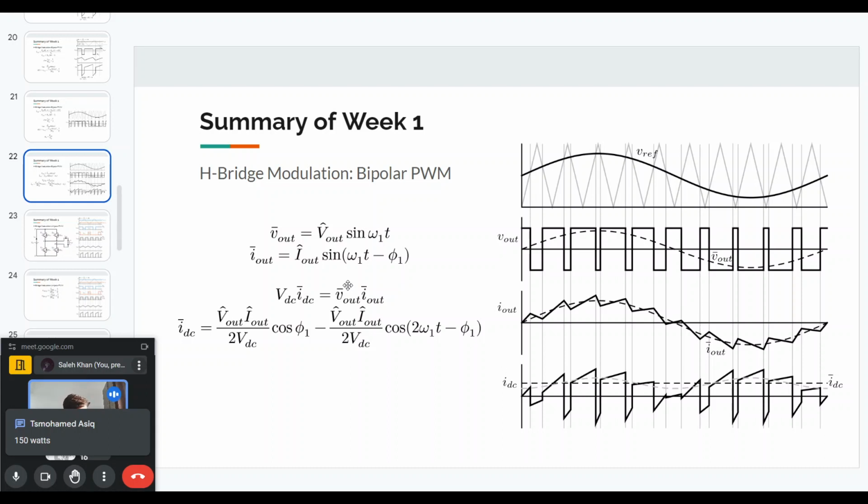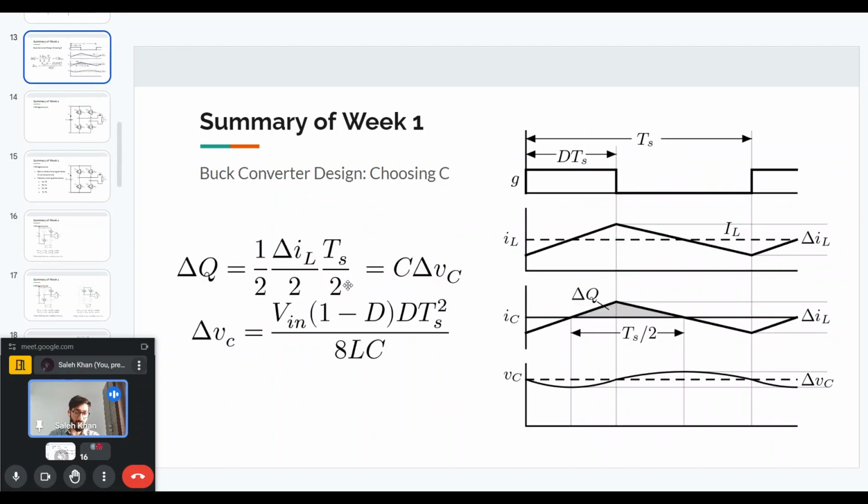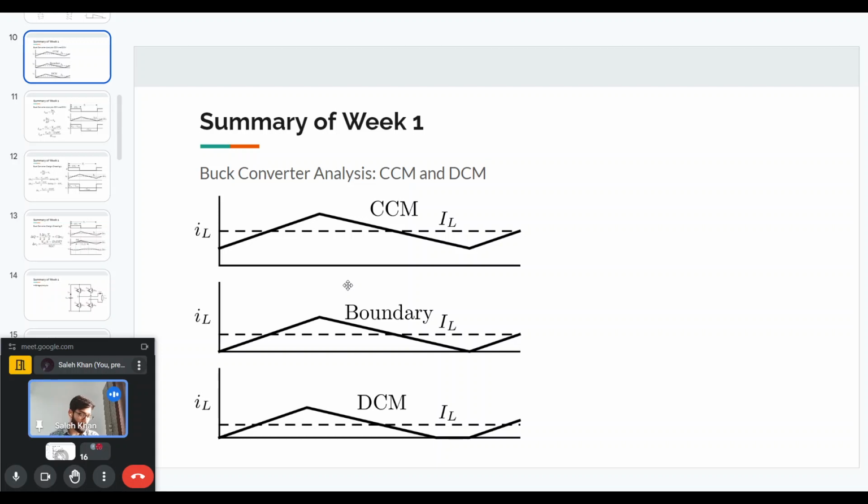Yes, so the minimum rating is for CCM because, as we saw, whenever the output current reduces, we are more likely to go into DCM, and that is true for all of these basic DC-DC converters: buck converter, boost converter, buck-boost converter. Whenever the output current reduces, the average inductor current will also reduce, and depending on how high the ripple is, it will come closer and closer to the boundary, and then it can go into DCM. That is true for all these converters.